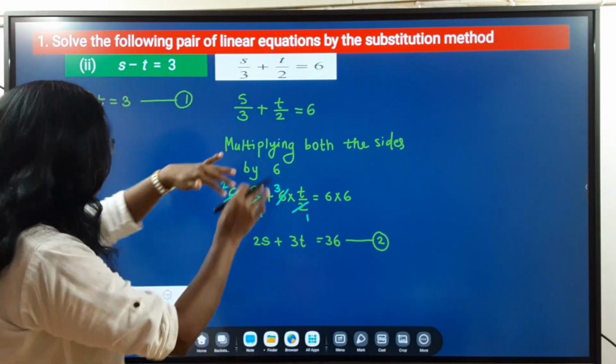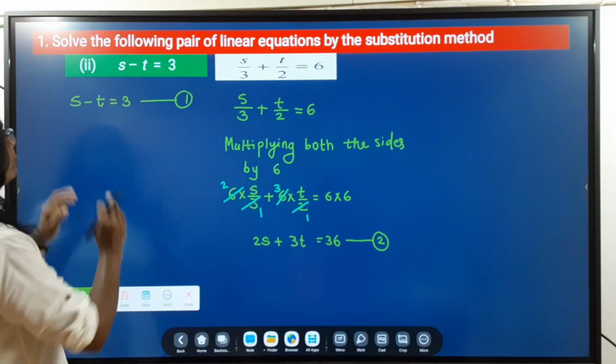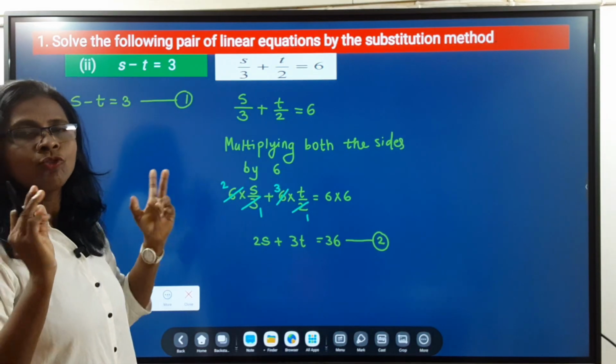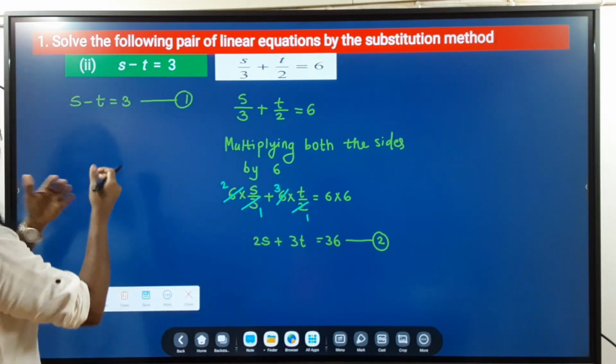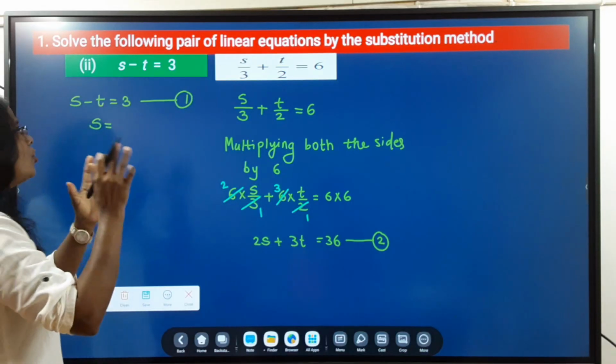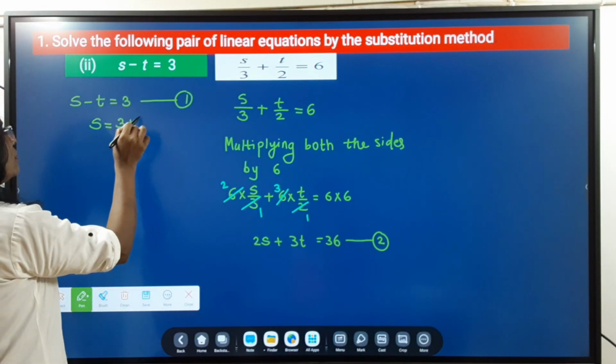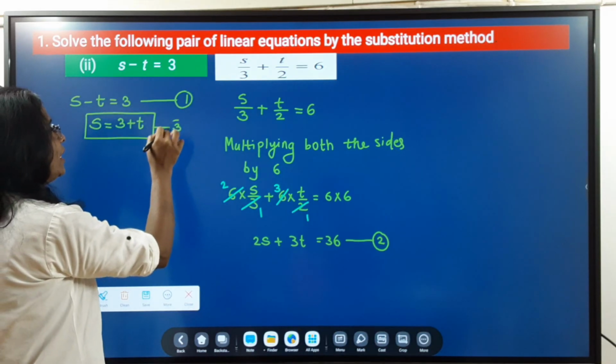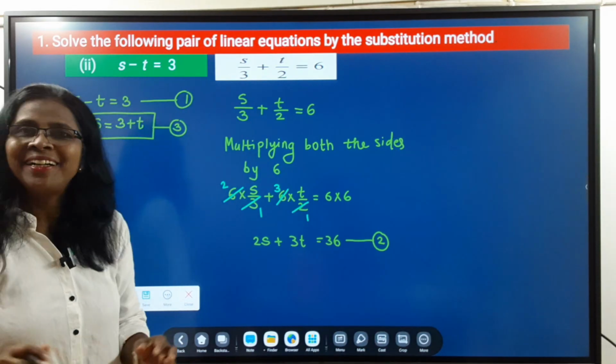Now, students, come to the first equation. The first equation does not have any coefficient other than 1. So I simplify further: I make the value of s as 3 plus t. S is equal to 3 plus t, and call it the third equation.